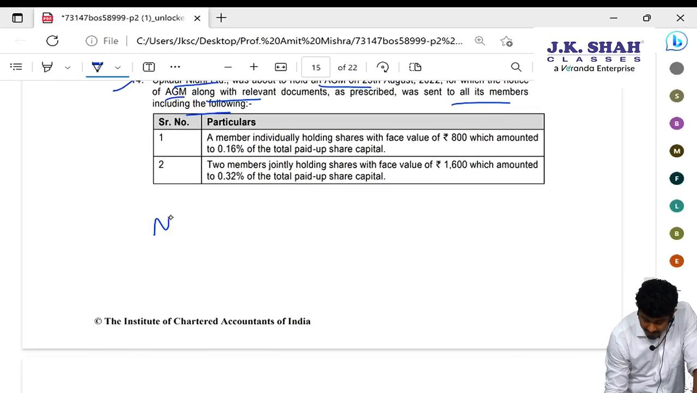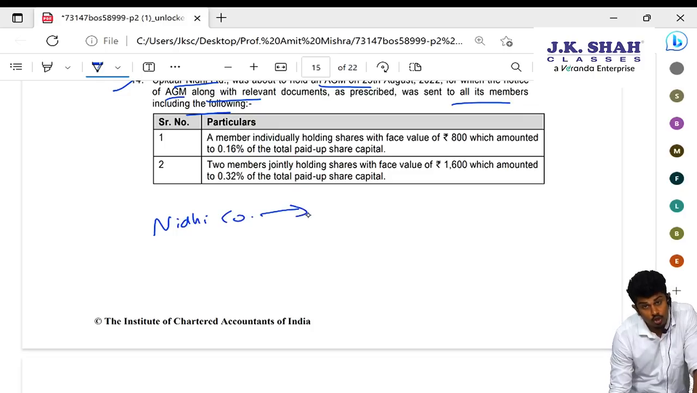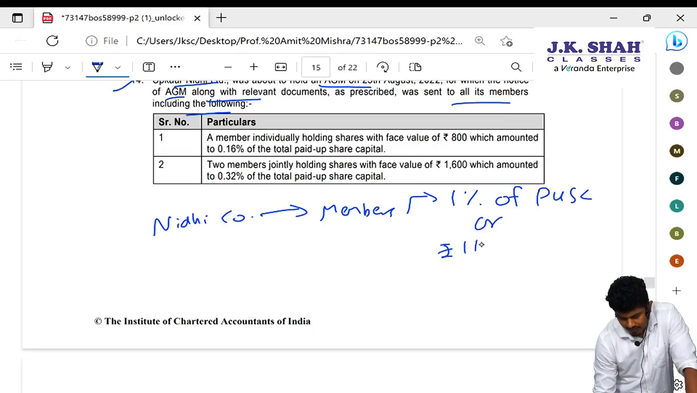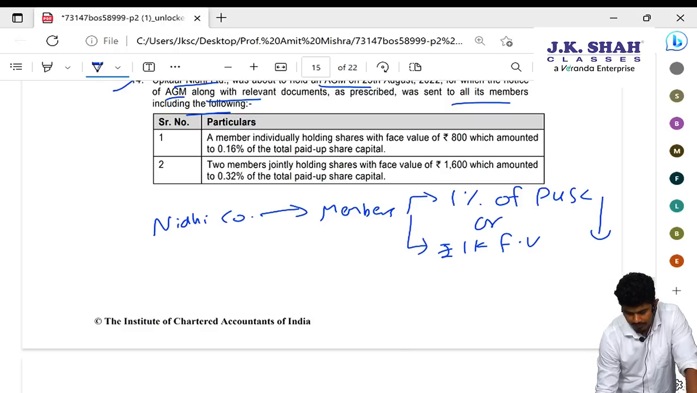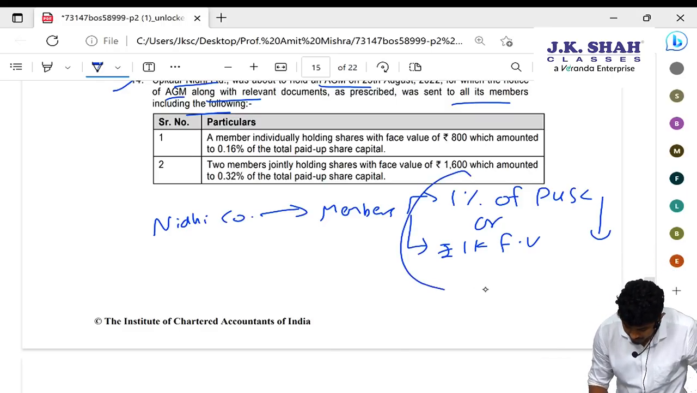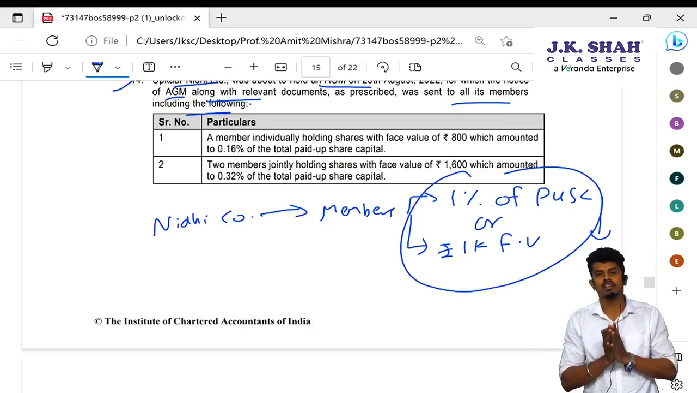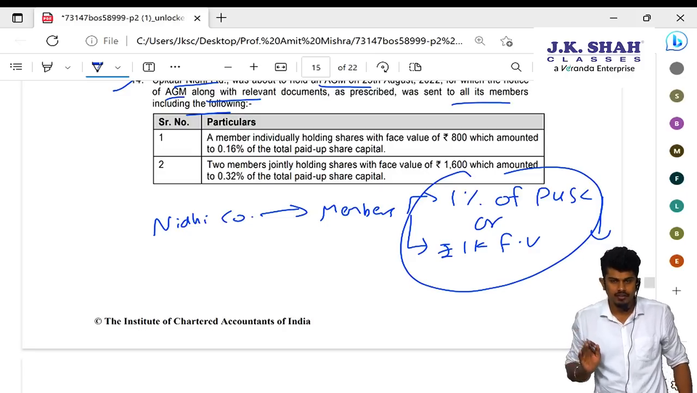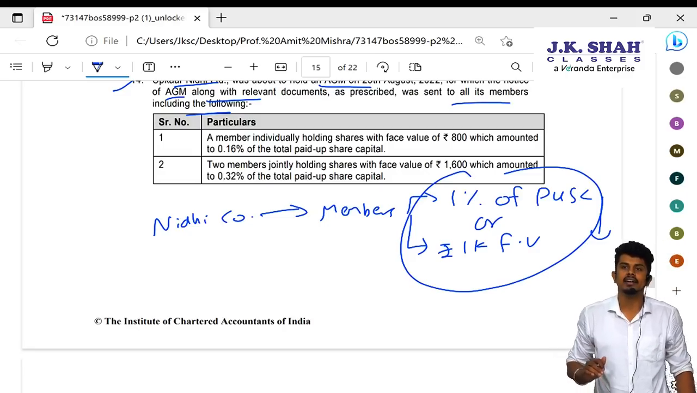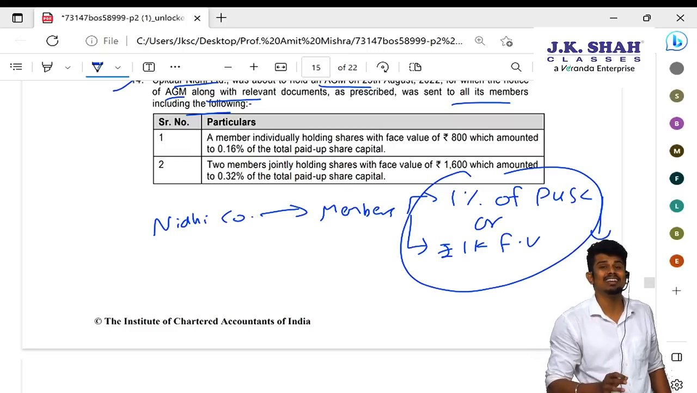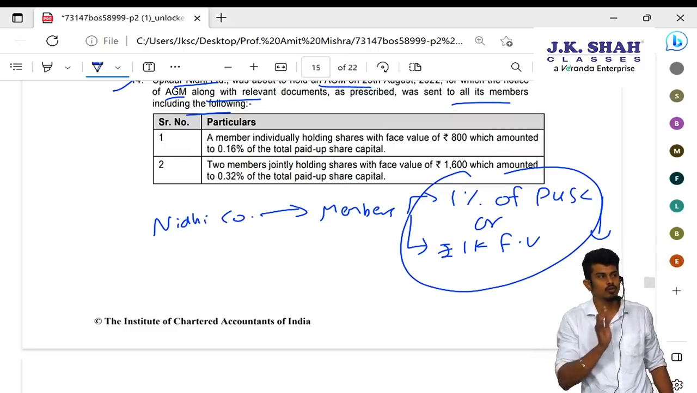See, a Nidhi company will give notice only to those members who hold 1% of paid up share capital, or rupees 1000 face value, whichever is lower. So first we need to see who are the members falling in that category. If you are holding shares above the limit, then you will get personal notice. Otherwise, a Nidhi company will just advertise in one local language newspaper that they are going to hold the AGM.